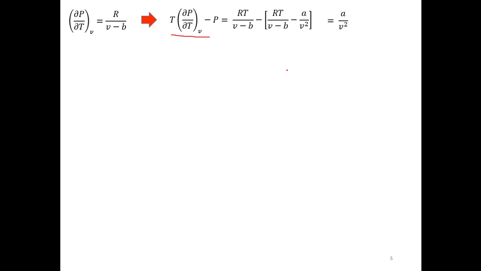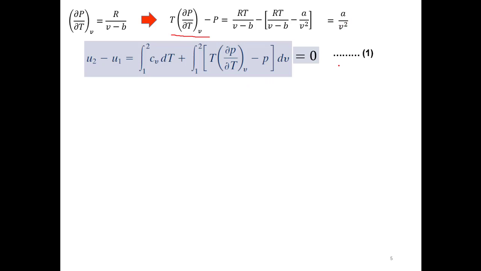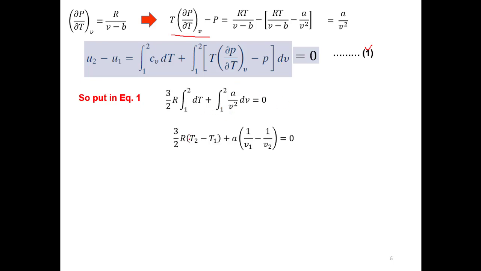Now we can put these values in the general equation, that was equation 1. So the first one is CV times dT, so CV times dT from state 1 to state 2 plus this whole term, which is equal to a by V squared into dV. So for any two states, if we simplify, then we'll get 3/2 R (T2 minus T1) plus a (1 by V1 minus 1 by V2) is equal to 0.